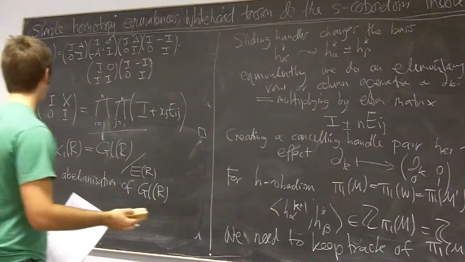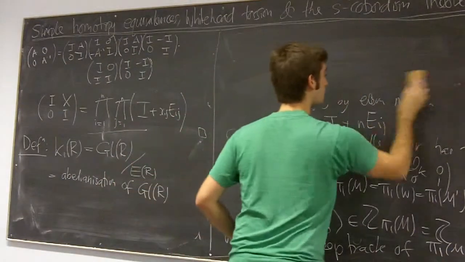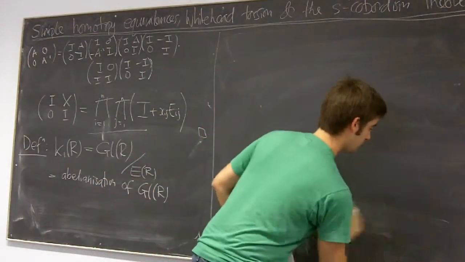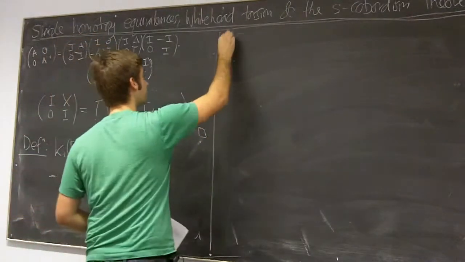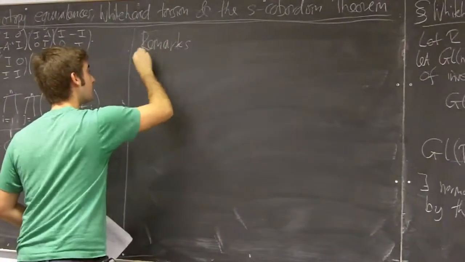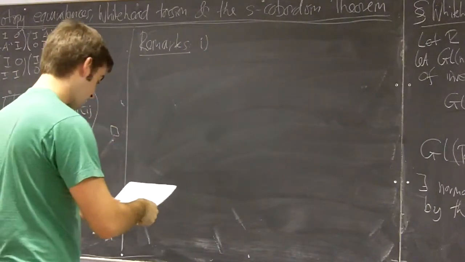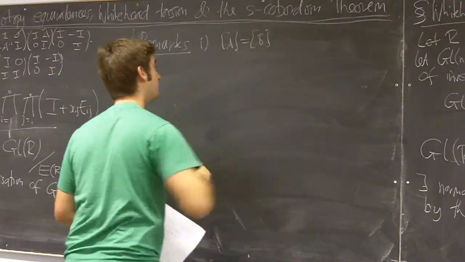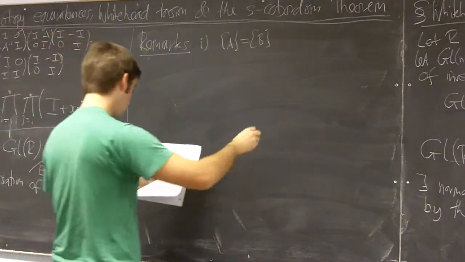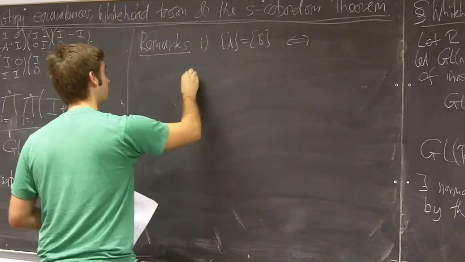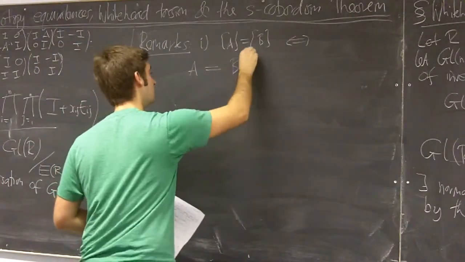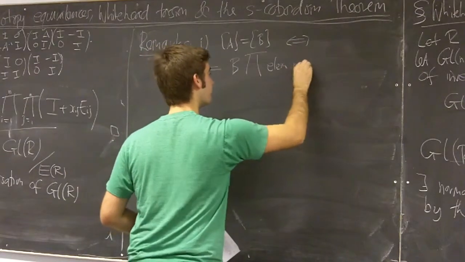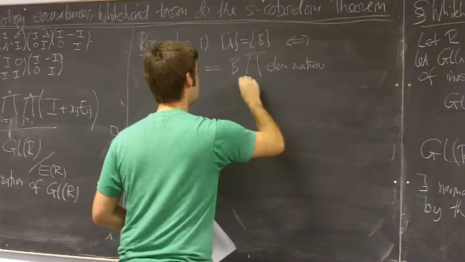Let me make a few remarks about K1. So firstly, two matrices A and B represent the same class in K1 if and only if we can write A equals B multiplied by some product of elementary matrices. So this is straight from the definition.